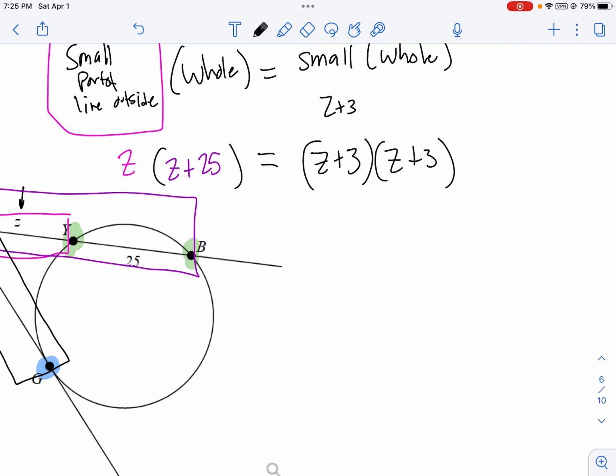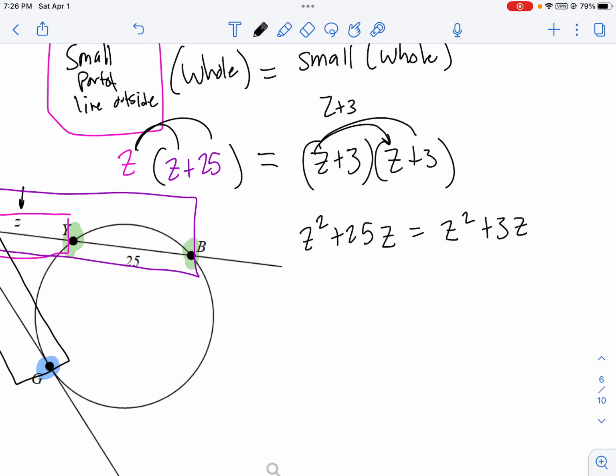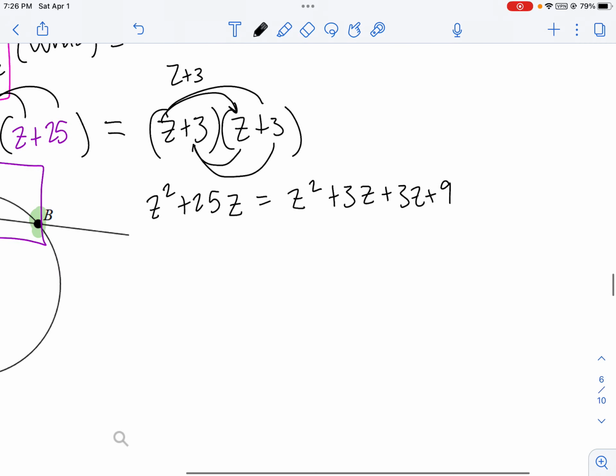So first off, you got a bunch of parentheses. First thing is to distribute them. So on the left side, we distribute that. Z times z is z squared plus 25z. Okay. On the right side, we have z squared plus 3z plus 3z plus 9. Alright. Now it's a matter of just combining your like terms, right? We have two z's on the right side. Those can be combined to give you 6z, right? 3 plus 3 is 6, plus 9.